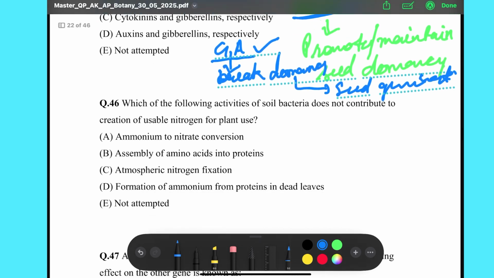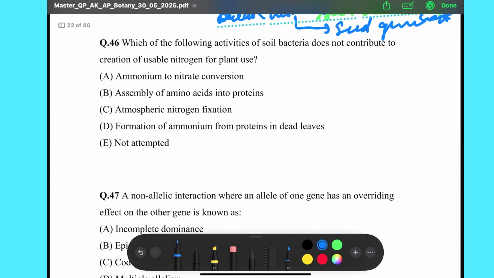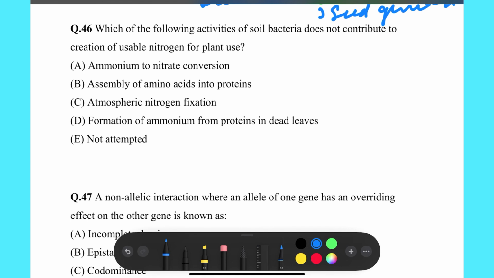Now move to question number 46. Which of the following activities of soil bacteria does not contribute to the creation of usable nitrogen for plant use?